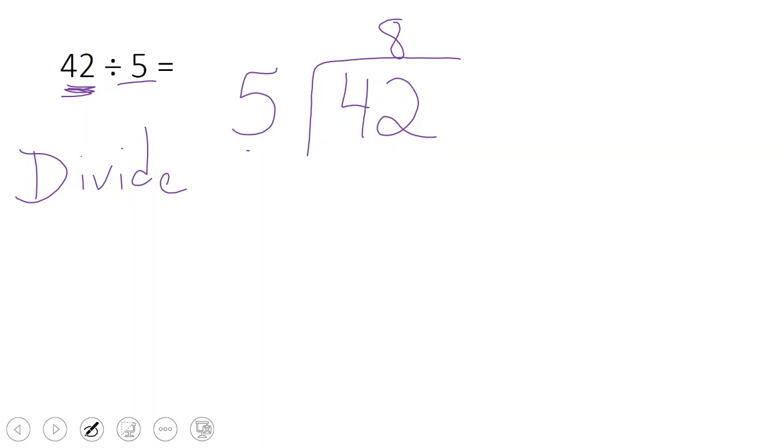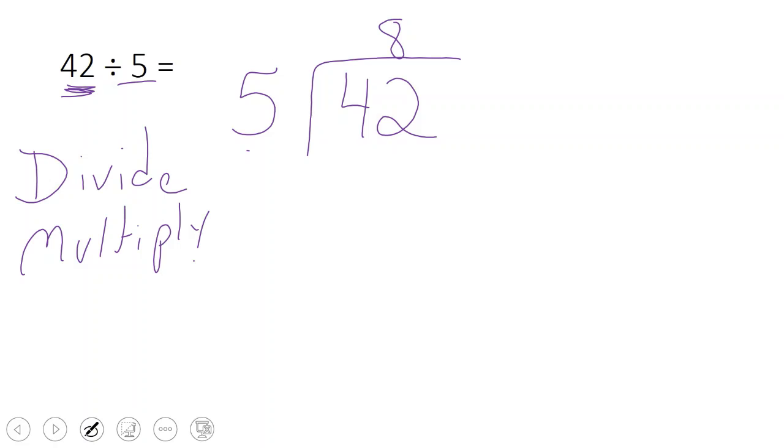So I say, 5 can fit in 42 8 times, because if I went for 9, I would count 5, 10, 15, 20, 25, 30, 35, 40, 45. I've now gone over, so I have to stay at 8 5s. So I divided. Next, I'm going to multiply.